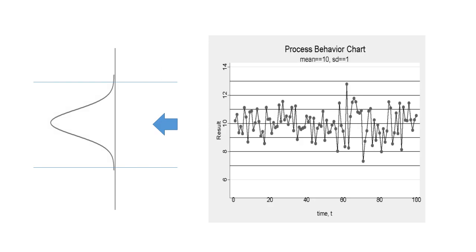Let's go back to our process behavior chart, and let's assume we have a stable process. As you can see, there's no pattern in the data, so this is common cause variation. If we were to create a histogram by projecting all of the points on the graph to the left, it would look like a bell-shaped curve. The mean is 10 and the standard deviation is 1. The dark lines on the process behavior chart are placed at 1, 2, and 3 standard deviations from the mean.